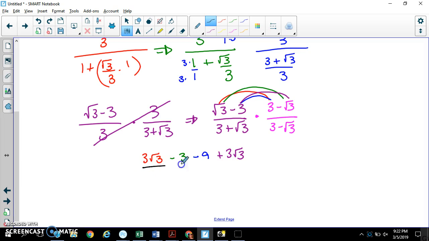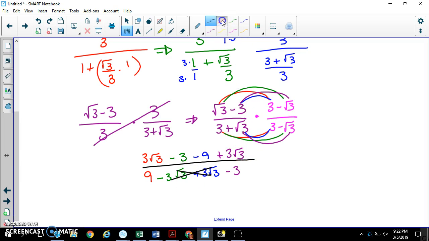All right. I'm going to do the same thing for our denominator. We're going to FOIL again. 3 times 3, so 9. 3 times negative square root 3 is negative 3 square root 3. Square root 3 times 3 gets me positive 3 square root 3. And square root 3 times negative square root 3 is going to get me negative 3. So again, negative 3 square root 3 plus 3 square root 3, that's going to cancel those out. And that was our whole point in doing that.